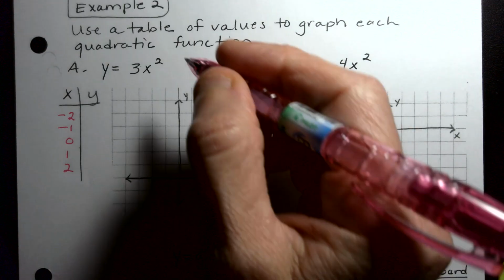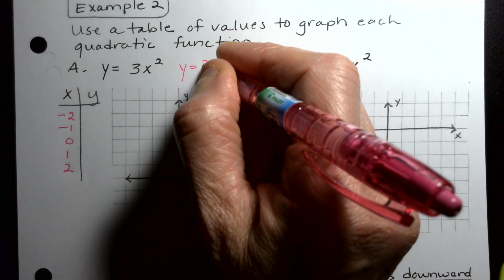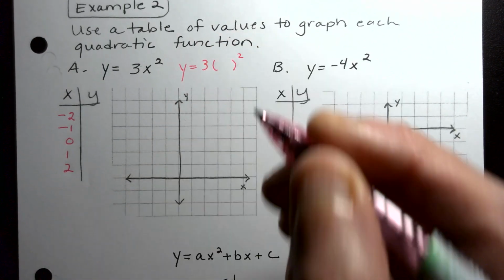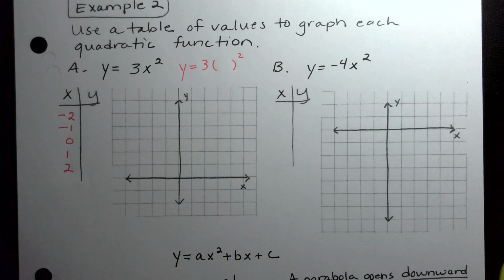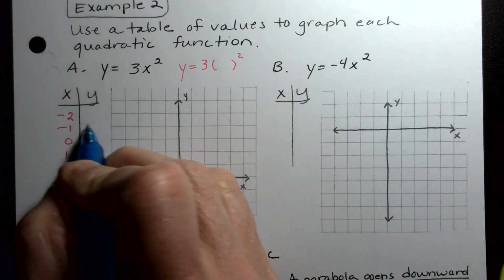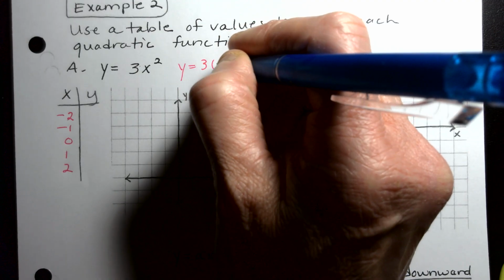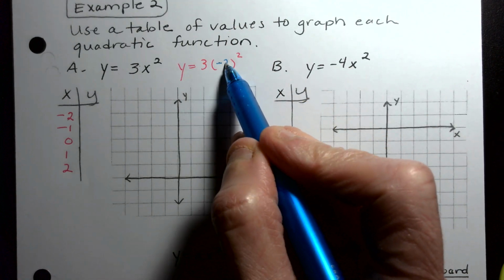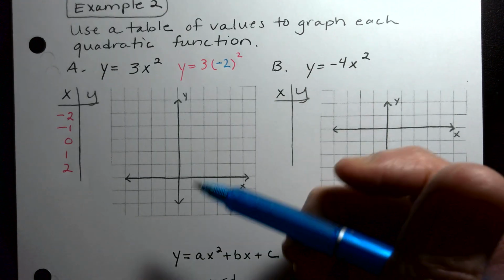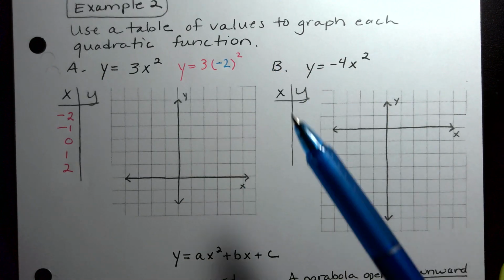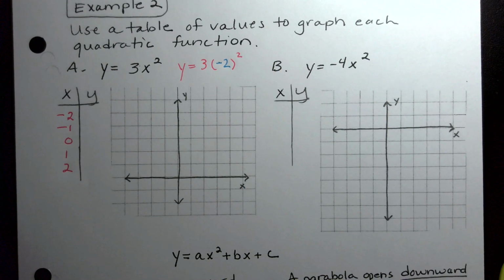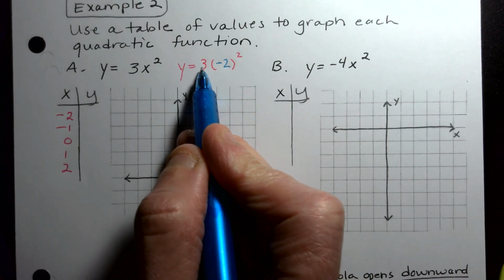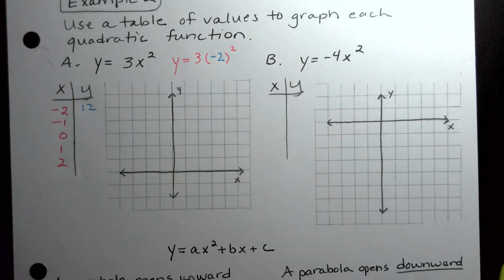So as I've always said, set it up with everything but your x, and let's see what we get. So we're going to put the -2 in there. So what do you do first? Do you multiply or do you do powers? That's right, you do powers. So what's -2 to the second power? -2 times -2 is 4. Times the 3 is 12.